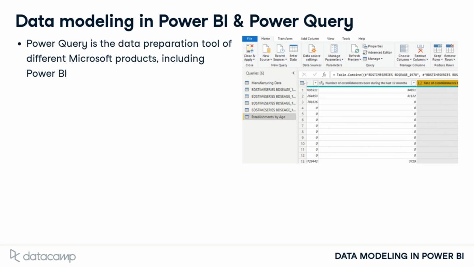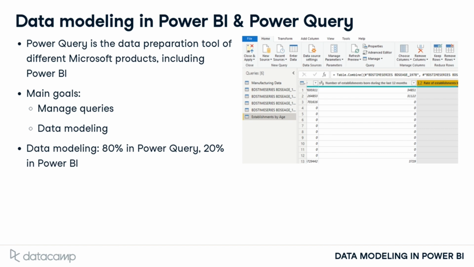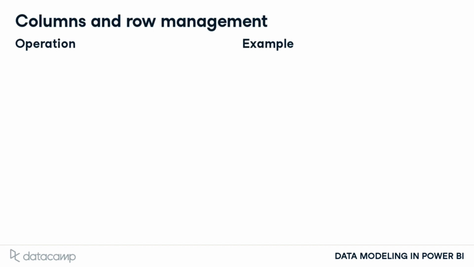Data modeling in Power BI is mainly handled by Power Query, the query editor for Power BI and other Microsoft products like Excel. Its main purpose is to manage the queries which drive dashboards and reports, but also to assist with data modeling. Power Query directly changes the data, such as removing columns. You define your base changes in Power Query and perform fine-tuning steps in Power BI. Let's overview some key data modeling steps you can do in Power Query and Power BI.